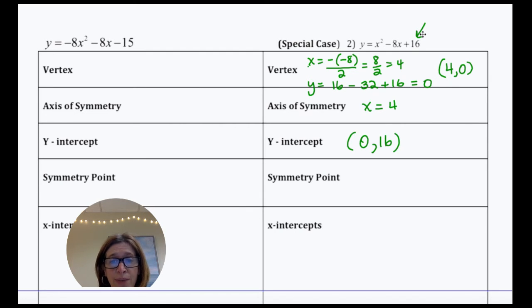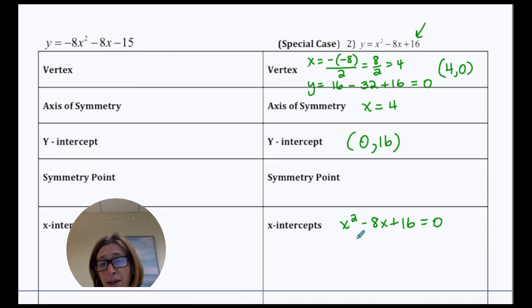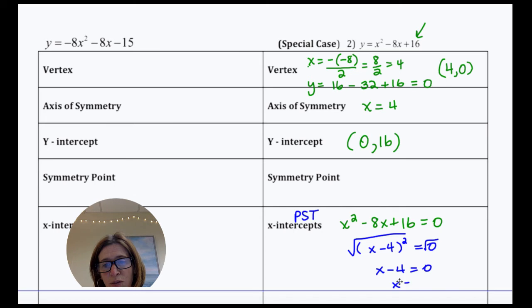Okay, so then we're going to go back to our symmetry point. We would normally then find our x-intercepts by setting y equal to 0. And remember, I like to put the 0 on the opposite side, so use the symmetric property. And I recognize this is a perfect square trinomial, or a PST. And so in factored form, I get (x minus 4) squared equals 0. If I take the square root of both sides, I get x minus 4 equals 0. So x equals 4. So (4, 0) is an x-intercept. So that's something we have to notice, is that the vertex actually is the x-intercept.